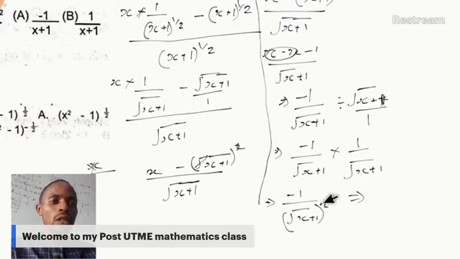That is root of s plus 1 squared, and therefore this square cancels the square root here. So here we have minus 1 divided by s plus 1. So the answer to this question is equal to minus 1 over s plus 1.